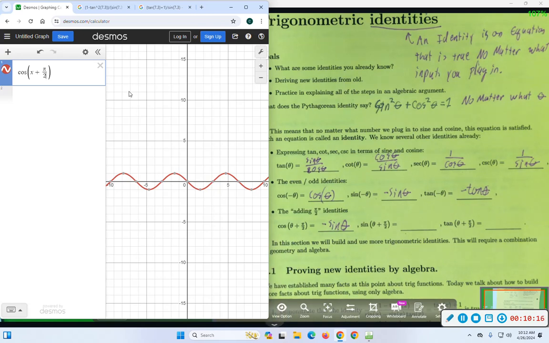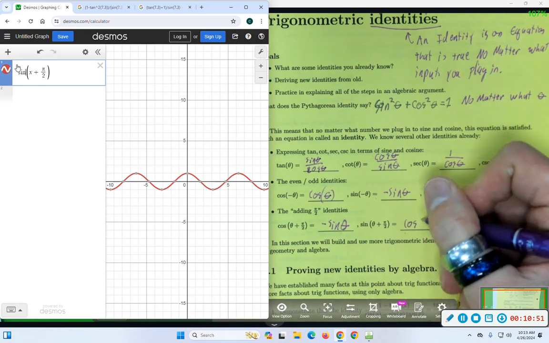How about sine of theta plus pi over 2? Any intuition? I hear a negative cosine. Do I hear a second for negative cosine? Do I hear an alternative? Does that look like negative cosine? No, it just looks like cosine, right? Sine of pi over 2 plus theta is the exact same as cosine of theta.